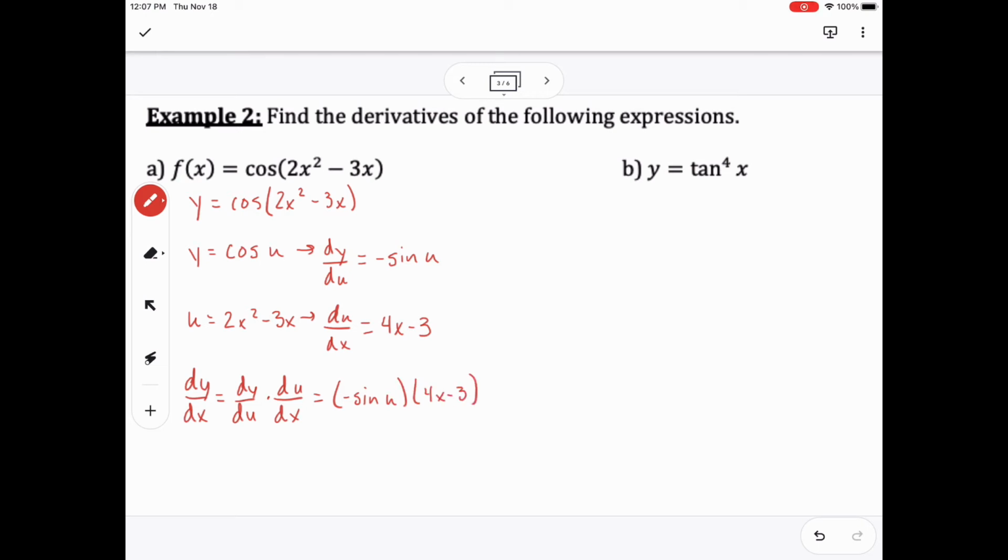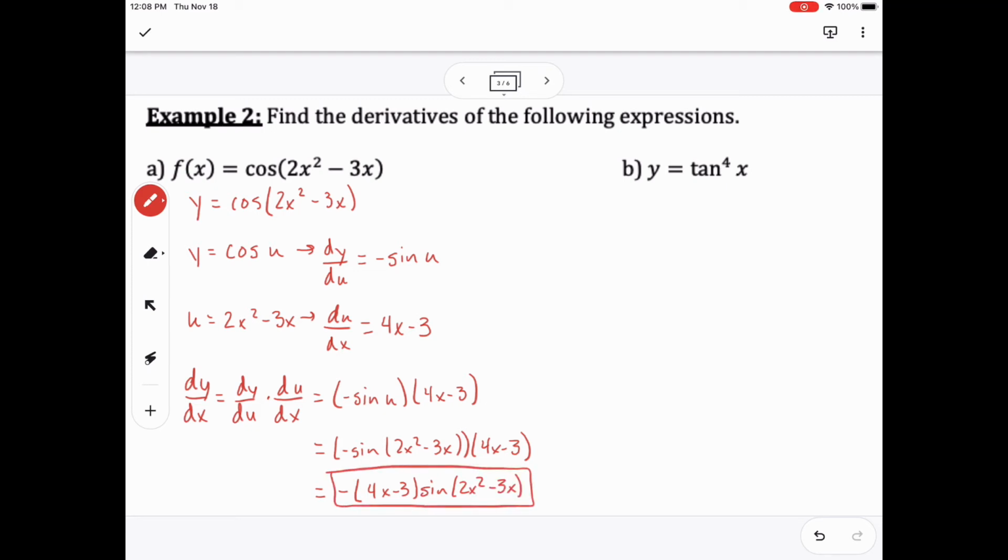But then notice that there's still a u inside of the sine. So that means I have to take what I set equal to u and plug it back in to get my original function, or my actual derivative. And so then that would be negative 1 times 4x minus 3 times sine of 2x squared minus 3x would be my final answer.